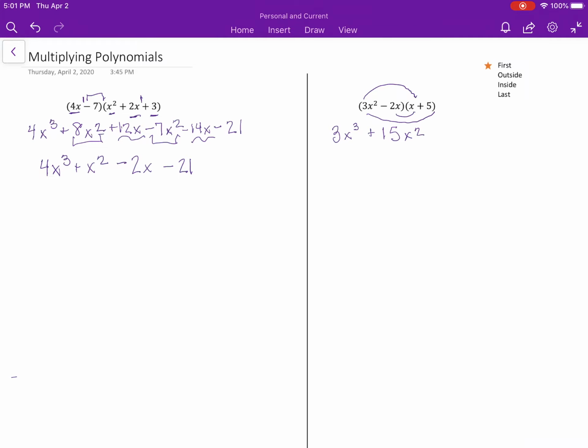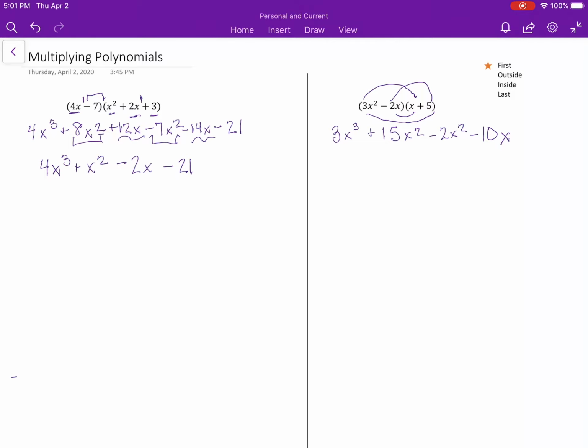Now I go to inside, negative 2x times x becomes minus 2x squared. Finally, my last terms, minus 2 times 5 is minus 10x. Now I have to go back and combine like terms again.